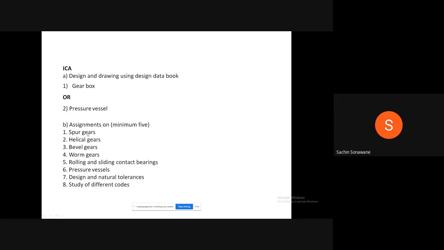First is spur gears, second is helical gears, third is bevel gears, fourth is worm gears, fifth is rolling and sliding contact bearings, sixth is pressure vessels, seventh is design and natural tolerances. Eighth is study of different codes. Therefore, this is your term work.